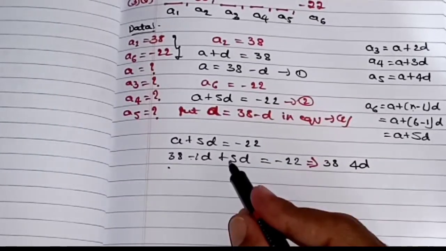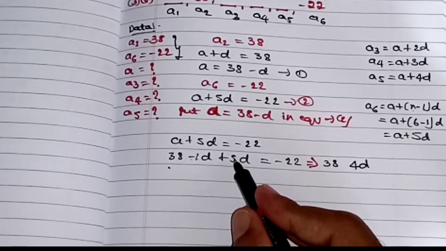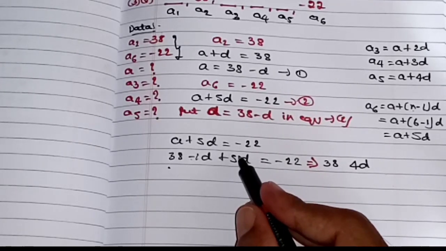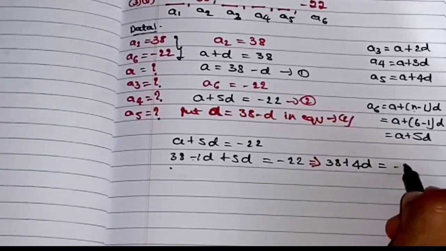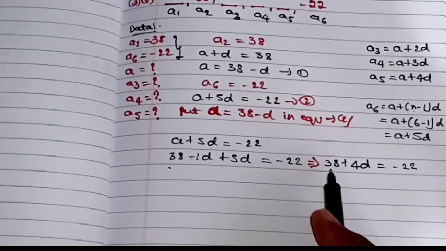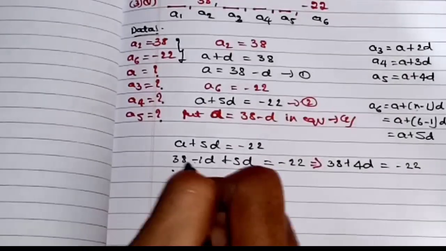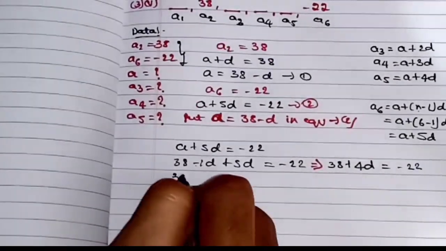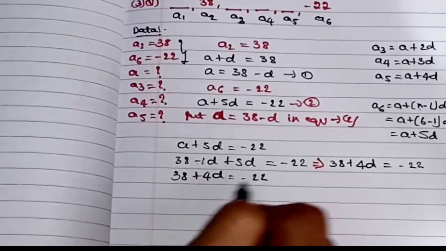Also you need to write down the sign of the biggest number. The biggest number is how much? The biggest number is 5 and the symbol is plus, so therefore plus 4d is equal to minus 22. Now in this equation just send 38 to the right hand side. So I'll write once again, 38 plus 4d is equal to minus 22.